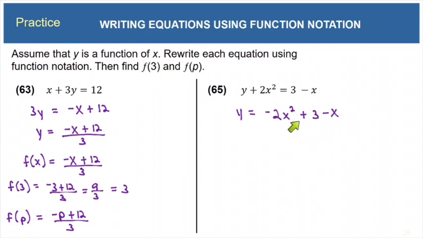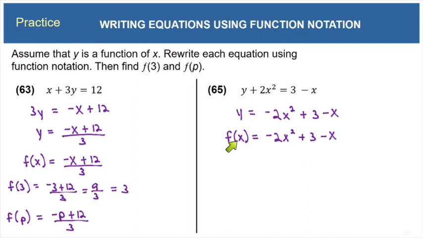That's just cosmetic. So this is okay, and you can reorder the terms if you like. And now I'm going to replace the y with the f of x label. So we're going to have f of x equals negative 2x squared plus 3 minus x. And let's go ahead and evaluate f of 3.